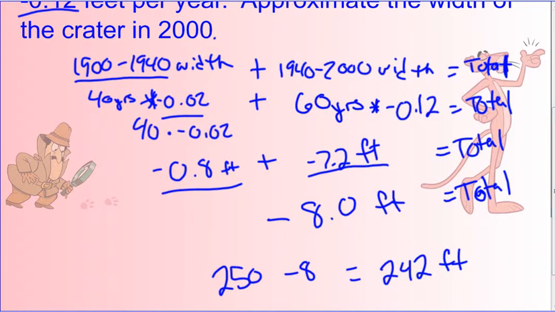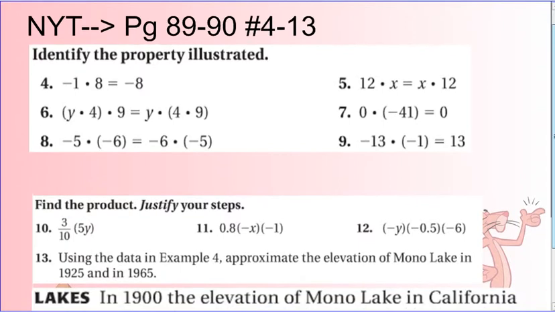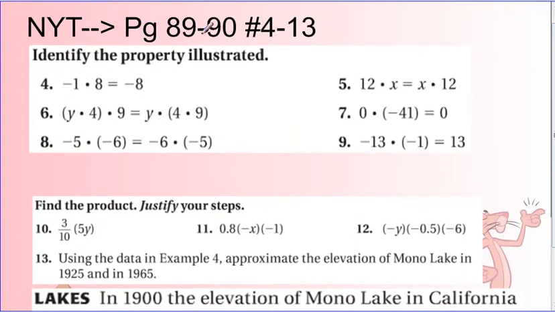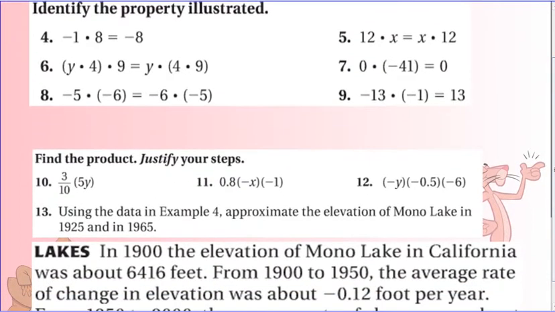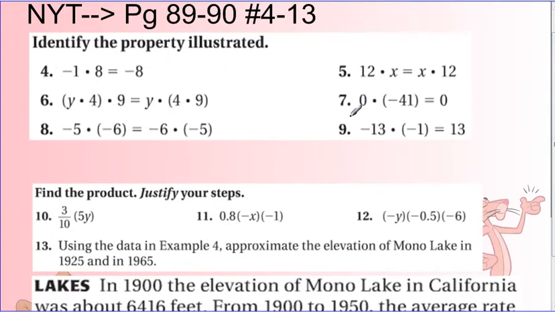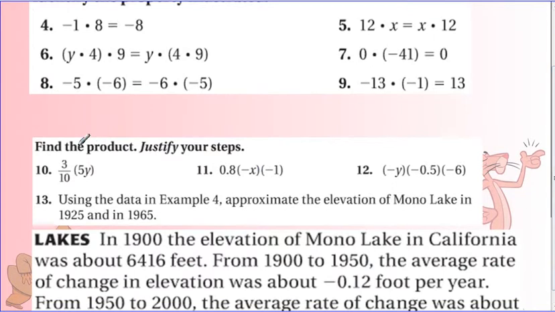The last thing we have here, you're going to need some space because we have a couple problems. It comes from pages 89 and 90, numbers 4 through 13. Now, before you go too fast, look at 4 through 9. They just say identify the property. It does not say multiply. So here you are just identifying the property. Very quick. The next ones say find the product, which means you multiply.